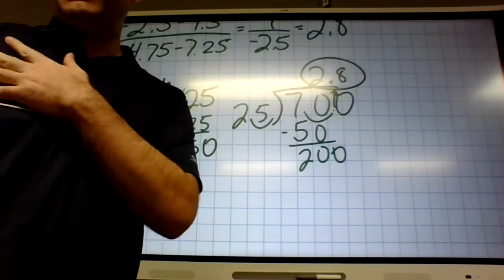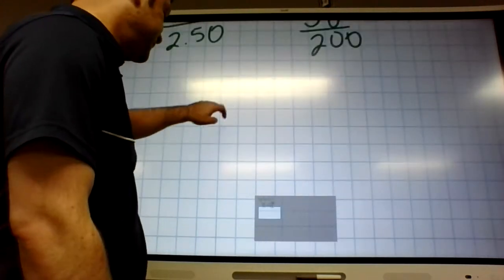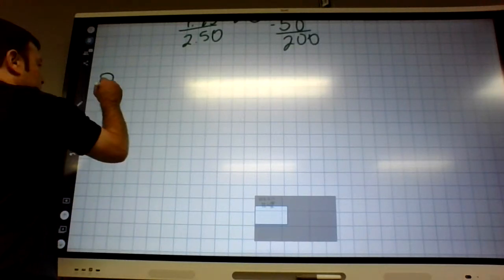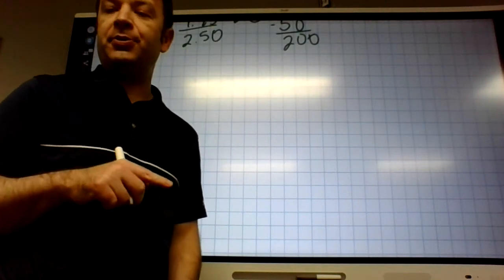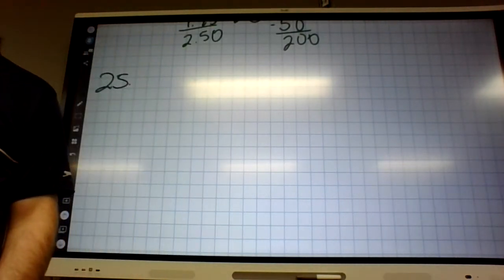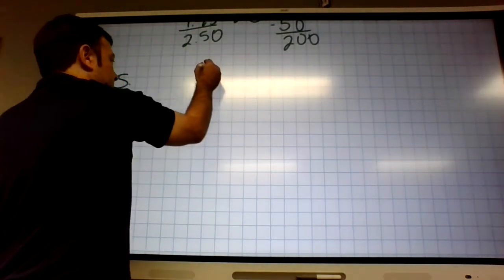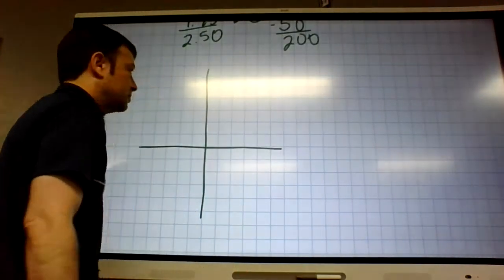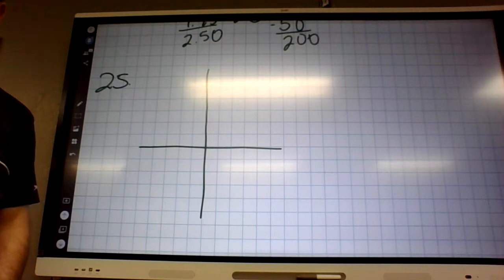Well, on 25, they did put m equals, right? So 25 is a graphing problem. The directions say, graph the line passing through the given point using the given slope. So we need to make a graph. Any ideas how we're going to do 25? Set up your formula and then plug numbers in.